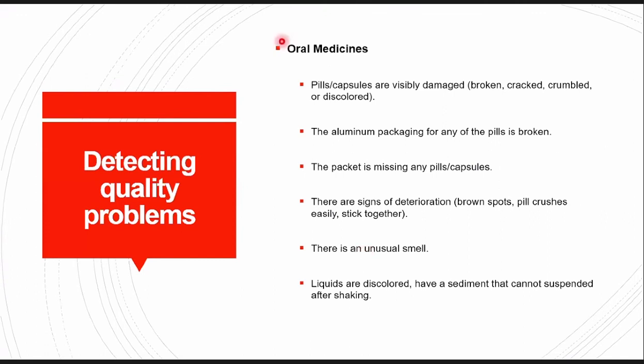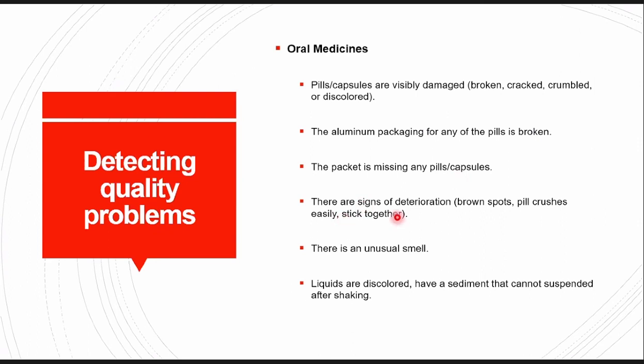So let's look at how we detect quality problems in storage. For capsules, check if they are cracked, check if they are crumbled, or check if they are discoloring. For aluminum packaging, check if there are any spills, because the aluminium foil is broken. For packets, check if any of the contents are missing.